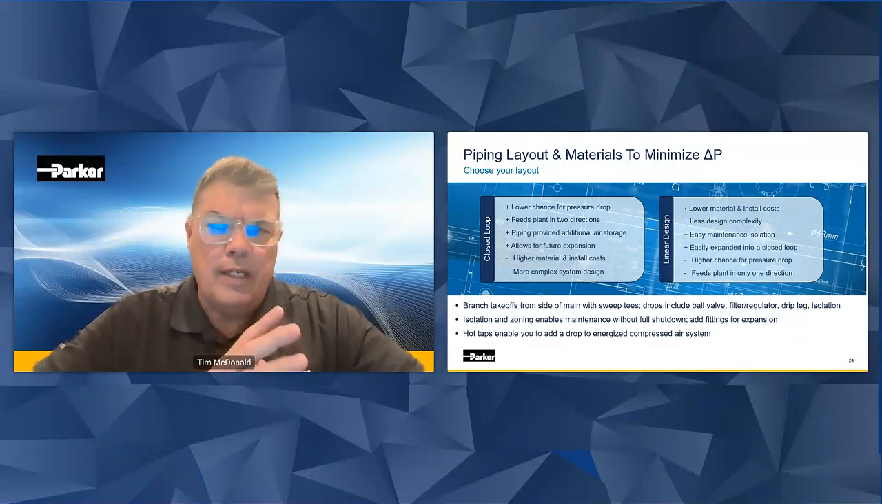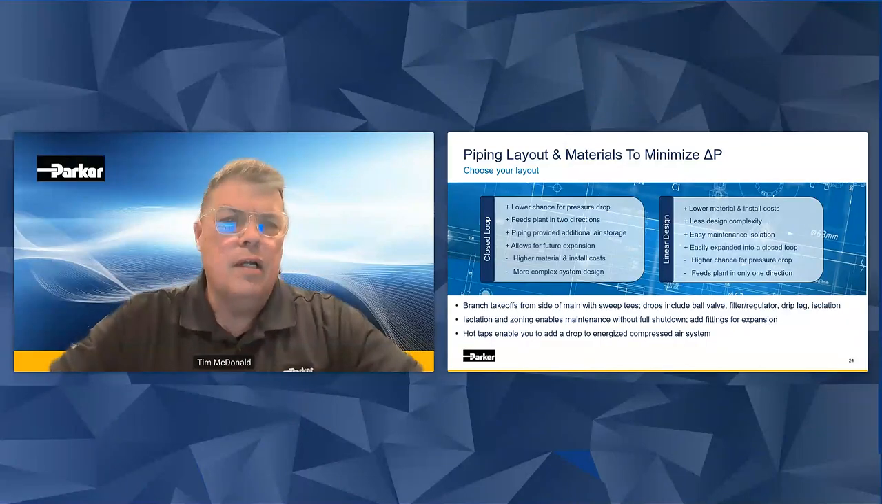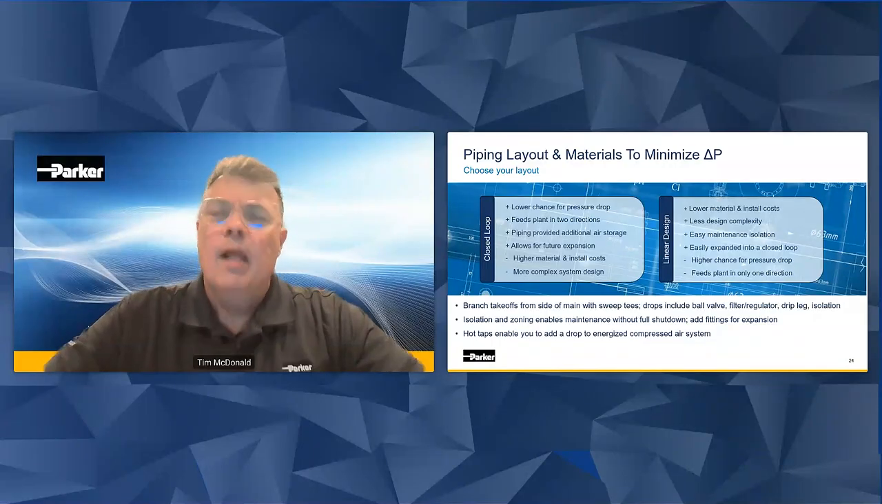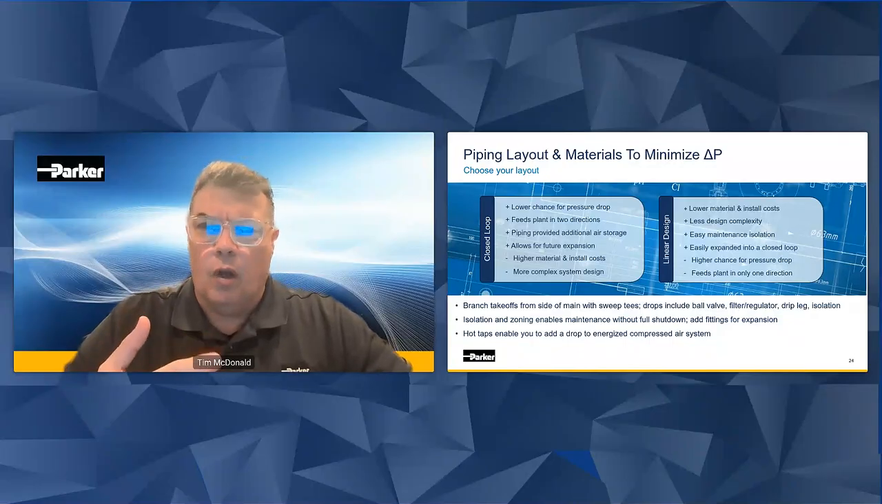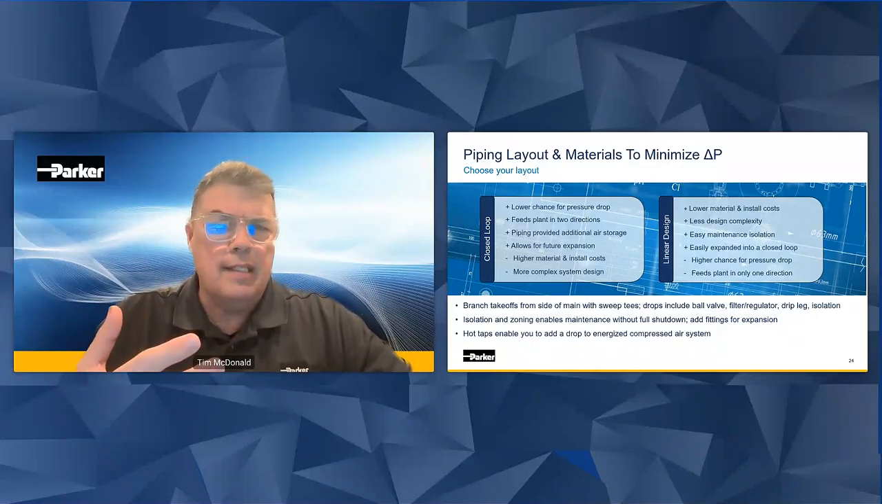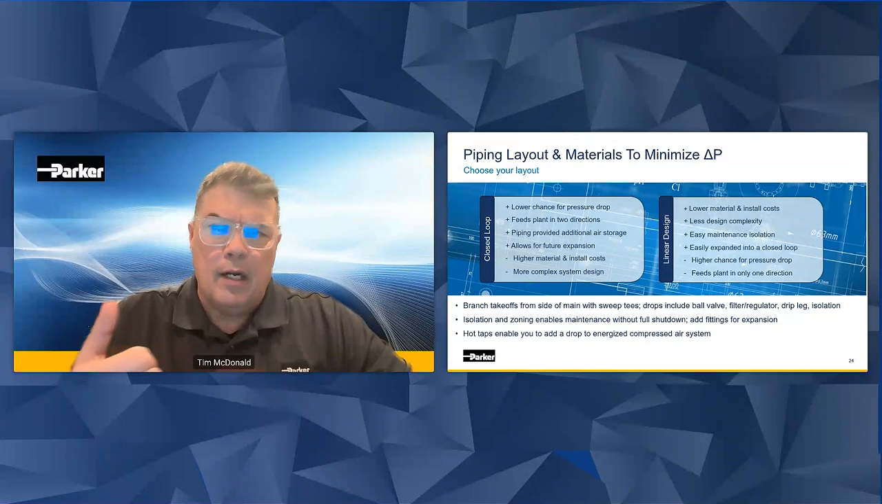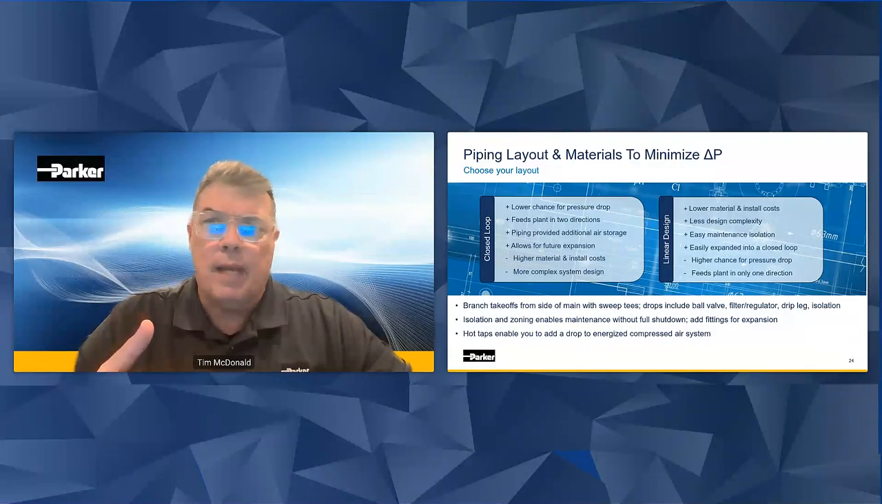And so just to reiterate a couple of things that Jody touched on: branch takeaways from the side of the main with big sweeps, if you can, 45s versus 90s, because we're trying to eliminate that frictional loss in your system. And there are two ways that happens. One is with air molecules impacting the inside of the pipe. The other is air molecules impacting each other.